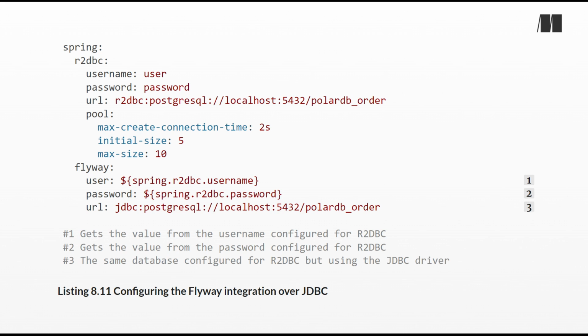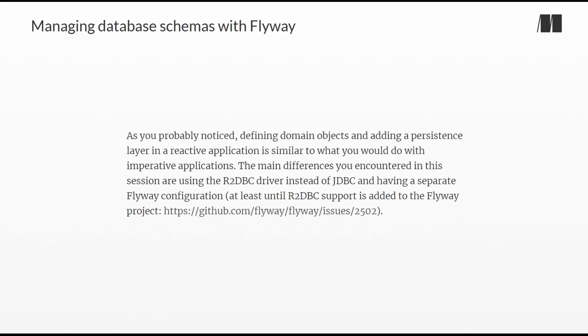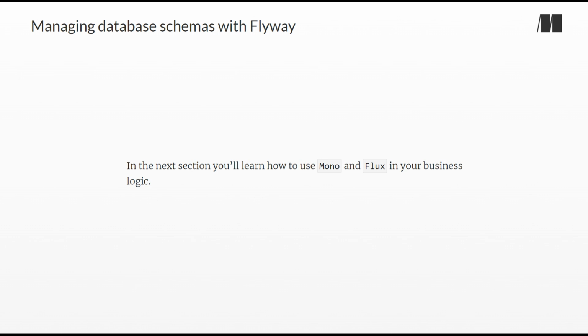Finally, open the application.yml file and configure Flyway to use the same database managed with Spring Data R2DBC, but using the JDBC driver. Listing 8.11. Configuring the Flyway integration over JDBC. As you probably noticed, defining domain objects and adding a persistence layer in a reactive application is similar to what you would do with imperative applications. The main differences you encountered in this section are using the R2DBC driver instead of JDBC and having a separate Flyway configuration, at least until R2DBC support is added to the Flyway project. See this link. In the next section, you'll learn how to use Mono and Flux in your business logic.